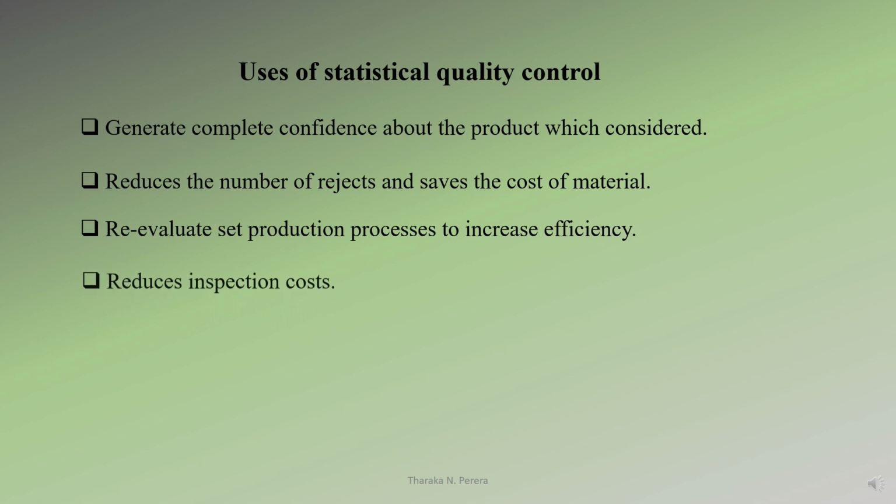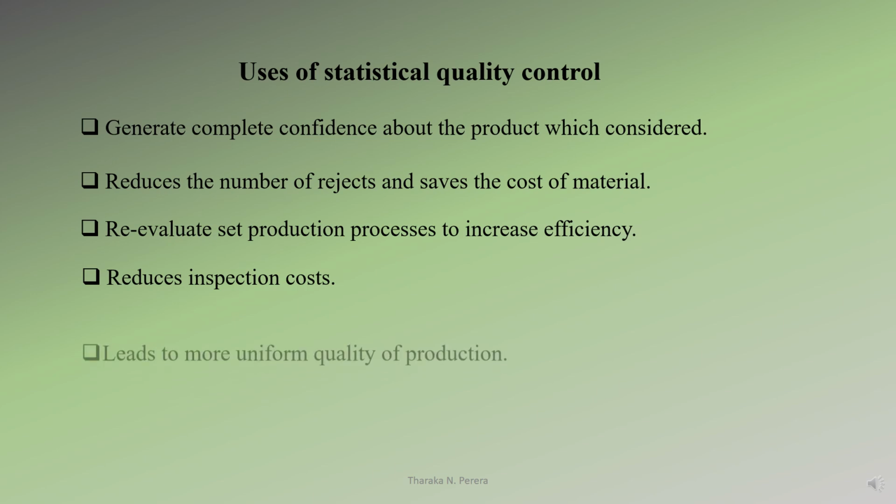Next one, it reduces the inspection cost. If the producer has to check all the items one by one, that process will cost very high. But when they use statistical quality control techniques, the cost will be low because of the usage of sampling techniques.